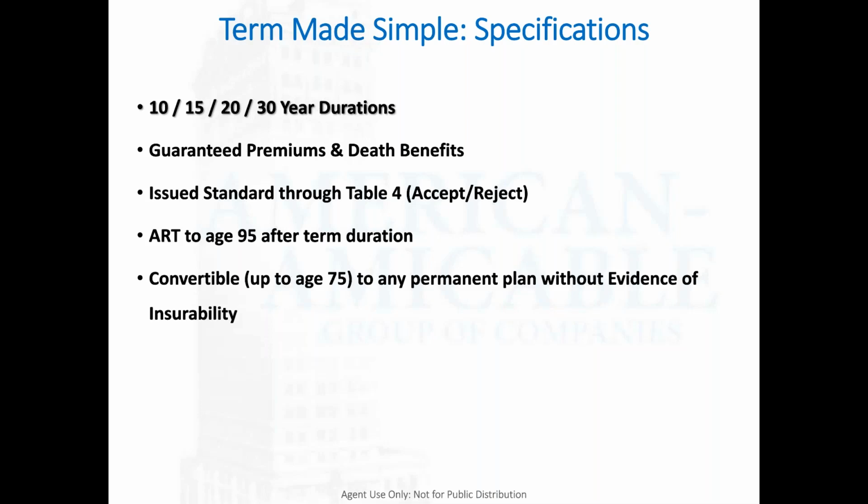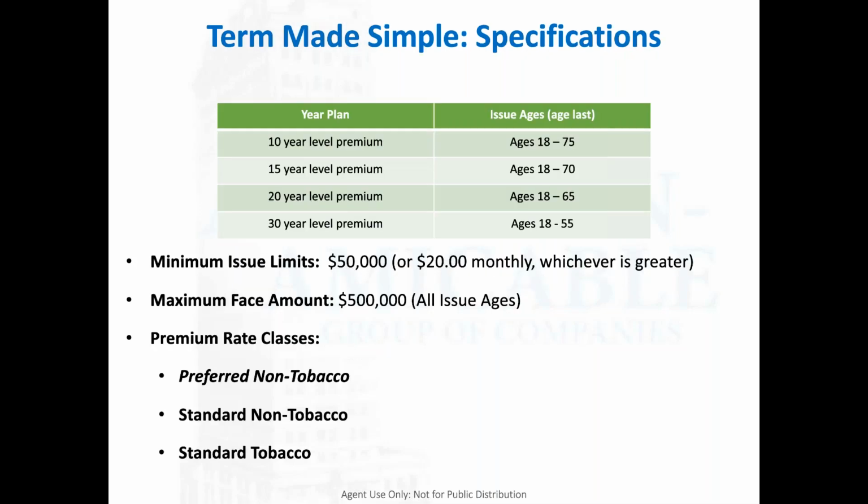So if they're concerned about that, you might want to consider converting some or part or all of it before it expires, before they turn 75. And Term Made Simple has preferred rates available on it. That's one of the things that stands out with it. Makes it a nice option for your seniors who might be in better health out there, who might be able to get a better rate on a life insurance policy out there.